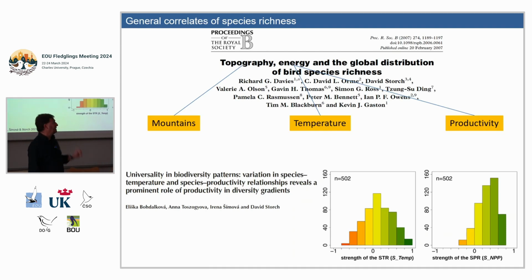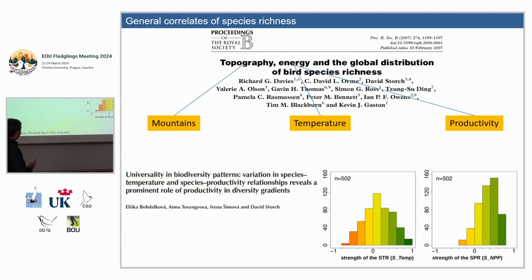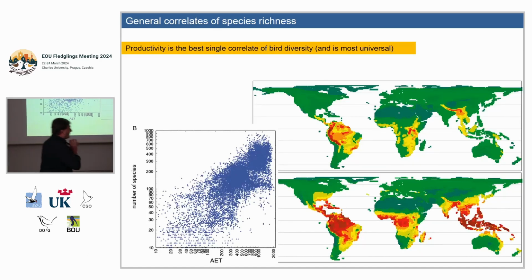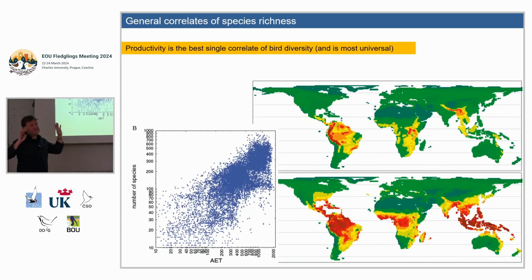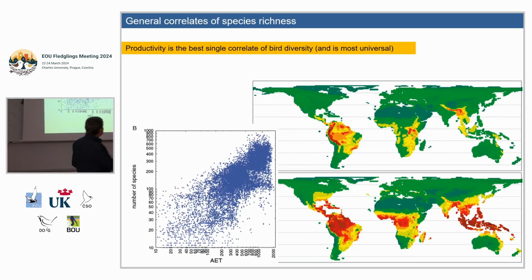And more importantly, temperature drives species richness of birds only if temperature is positively correlated to productivity, whereas this is not the case for productivity. Productivity is a consistent driver of diversity regardless of the role of temperature. So generally we can say that if we ask what is the single predictor of species richness, it is environmental productivity. You can see that the relationship between the number of bird species and AET, actual evapotranspiration, which is a surrogate of productivity, is quite nice. It is quite nicely related, and you can also see that the spatial patterns of diversity and AET are kind of similar to each other.